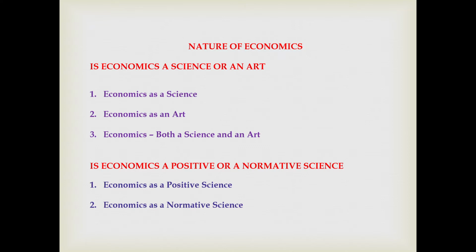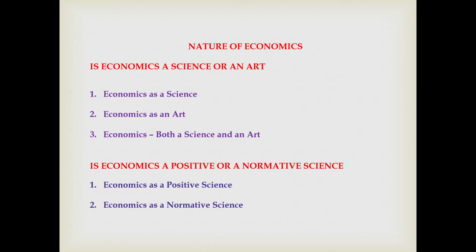The second one is economics as an art. Art is totally different from science. Art directs us or proposes hypotheses. Art is defined as a set of rules for the achievement of given objectives. Economics is an art in the sense that it has several branches which give practical directions to solve economic problems of the society.